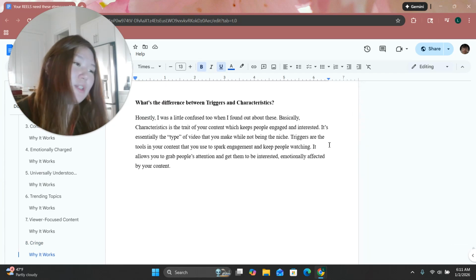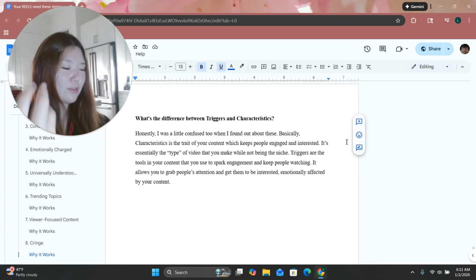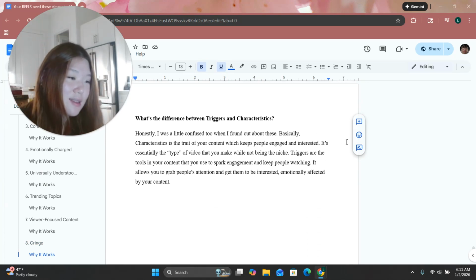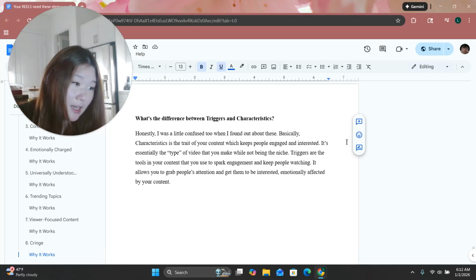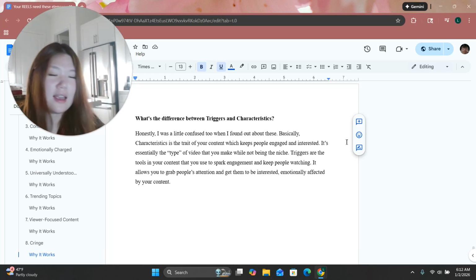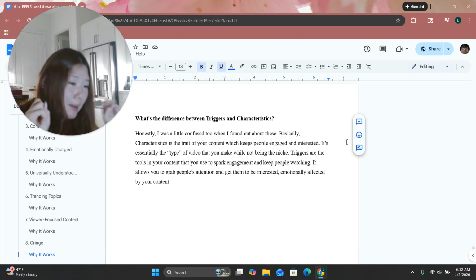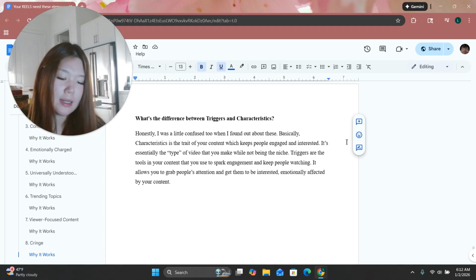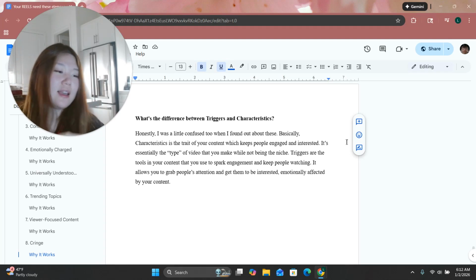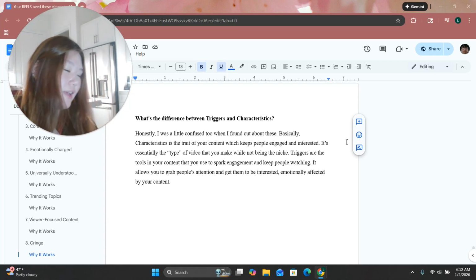So the difference between triggers and characteristics, everyone mushes them together, but there is a difference. Characteristics are the traits of your content, something that keeps people engaged and interested in your videos, essentially the type of video that you make without being fully in the niche. Triggers, on the other hand, are different tools that you can implement in your videos to spark engagement and keep people watching. It lets you grab people's attention. You have to implement it correctly, so people stay interested and emotionally affected by your content.